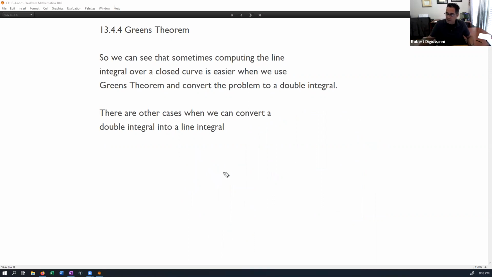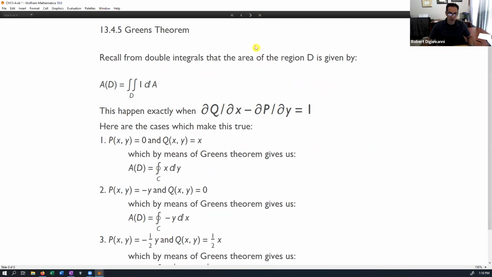It's only specific cases. But there's one very interesting case, the most interesting, and that is whenever we're trying to find the area of some region D, we already know this, that's the double integral over D of 1 dA, right? The question would be, is there any way that we can look at the number 1 as somehow being that part of Green's theorem, this piece, partial Q with respect to X minus partial P with respect to Y.